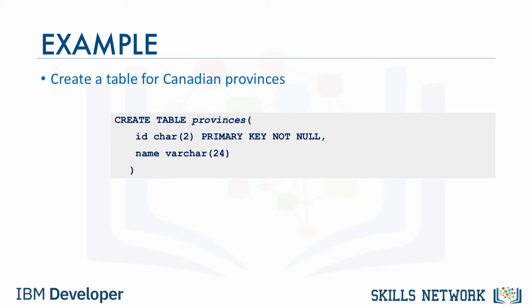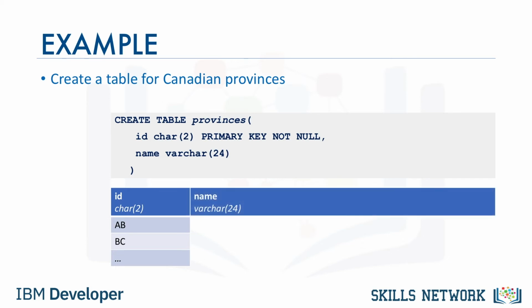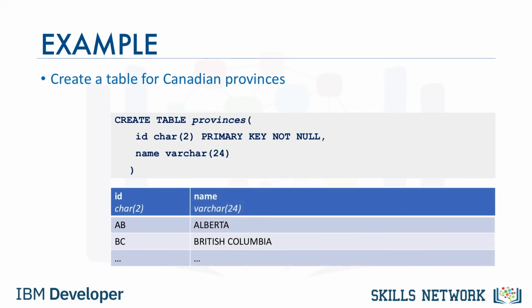Issuing this statement would create a table in the database with two columns. The first column, ID, for storing the abbreviated two-letter province shortcodes such as AB, BC, etc. And the second column, called Name, for storing the full name of the province, such as Alberta, British Columbia, etc.